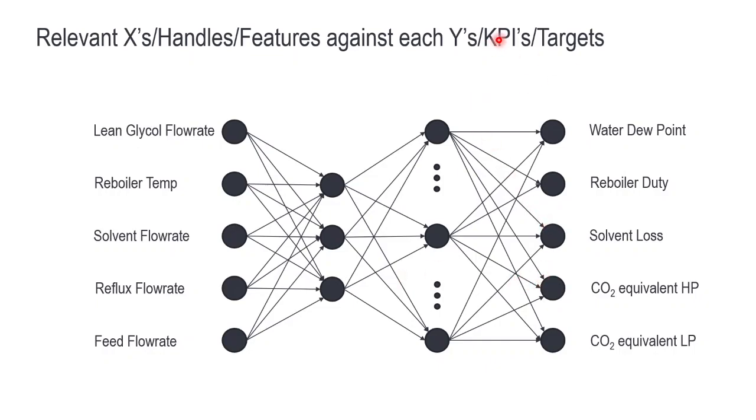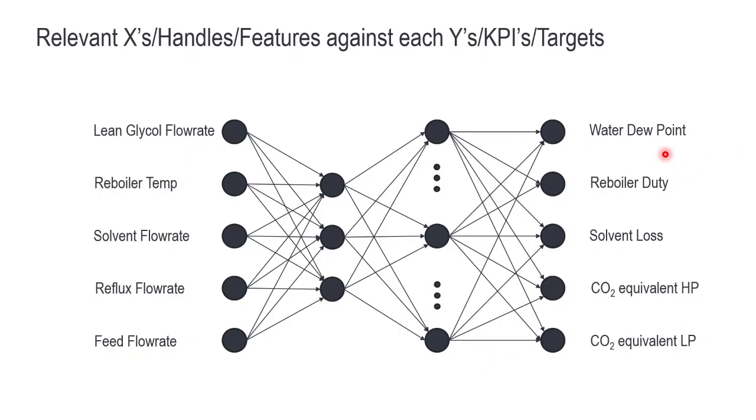So what are the KPIs? Obviously, number 1, we need to meet the water dew point. Number 2, we want to minimize the reboiler duty. Number 3, we would like to monitor how much is the solvent loss, or the glycol loss in this case. And then number 4 and 5, we need to know how much is the CO2 equivalent emissions from the high pressure vessels and then the low pressure vessels. So we have 5 inputs and also 5 outputs.